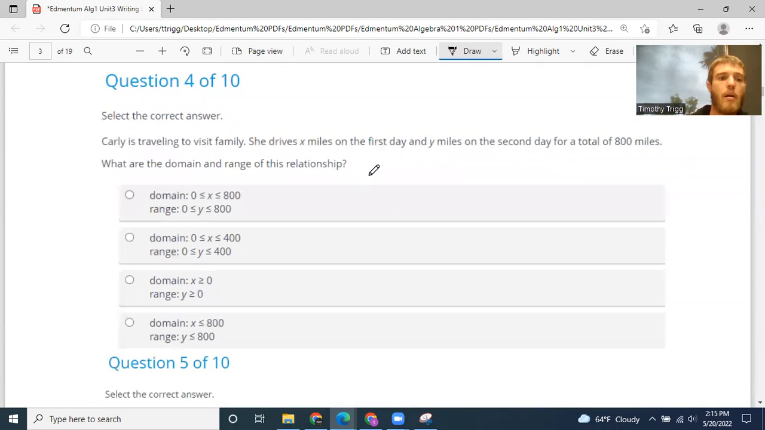Next one. Carly is traveling to visit family. She drives X miles on the first day and Y miles on the second day for a total of 800 miles. So the amount she drove on the first day plus the amount she drove on the second day add up to 800 miles. What is the domain and range?